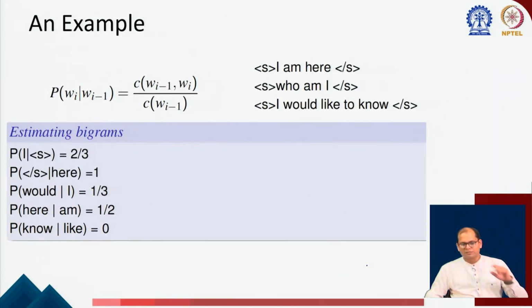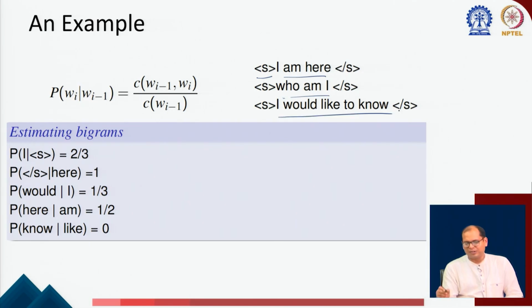Frequency is 180. Okay. Another example, let's say we have 3 sentences. Start of sentence: I am here. Start of sentence: who am I? Start of sentence: I would like to know. I want to compute some bigram probabilities, like I given start of sentence. So I will divide by the number of times start of sentence occurs, which is 3, and how many times start of sentence followed by I occurs: 1, 2, so 2 by 3. Like that, end of sentence given here. Here occurs only 1 time, and here followed by end of sentence also occurs 1 time. So like that you can compute the other probabilities that are given in the slide, just for practice.